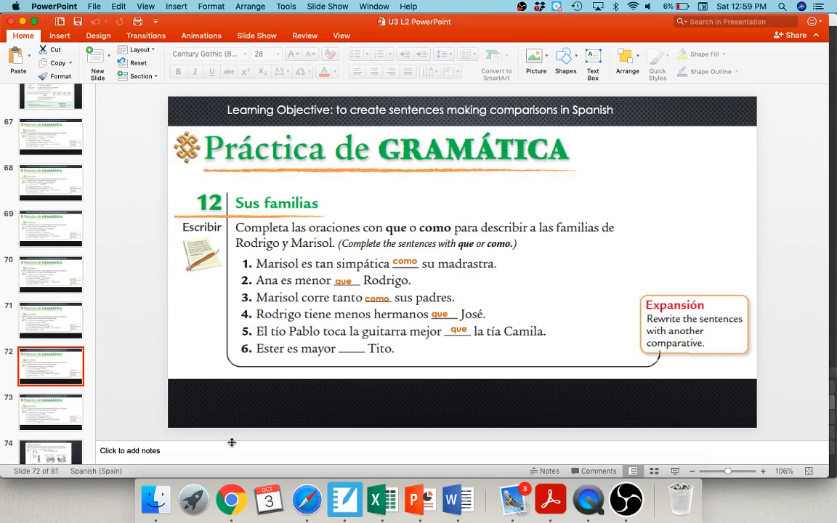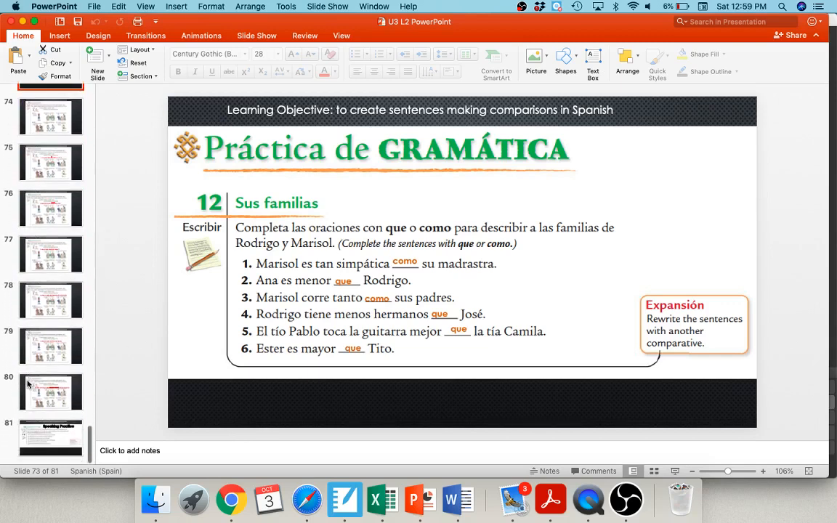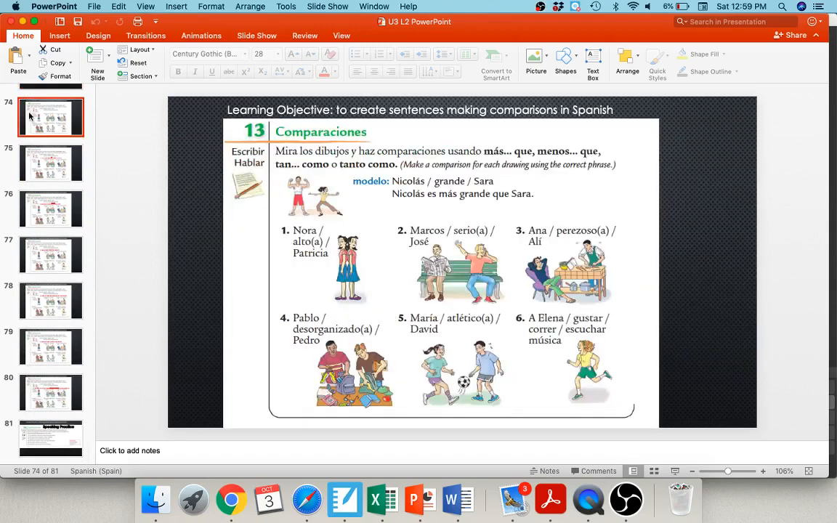And Esther es mayor blank Tito. Esther is older blank Tito, older than. Again, it should be que. Okay, one last activity, because some of these are hard. I'm going to show you some pictures. And you're making a comparison.